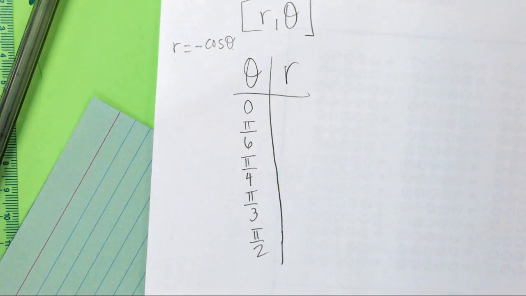Okay, so we can find all those values on the unit circle. So you can use the unit circle. You might want that out if you don't know it. Did you guys already fill in?